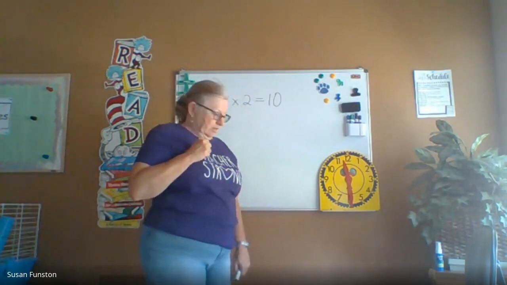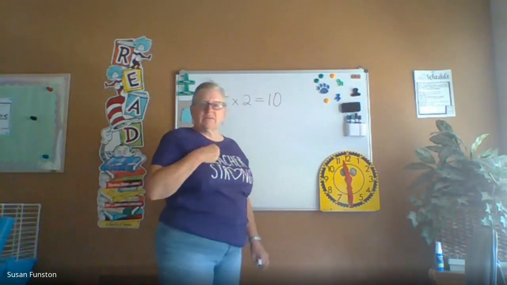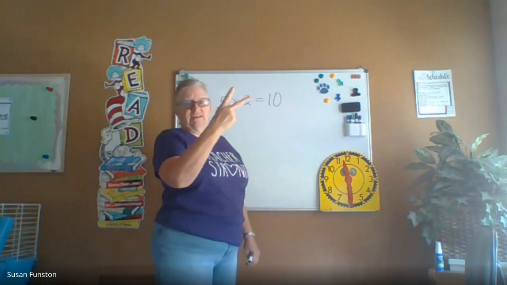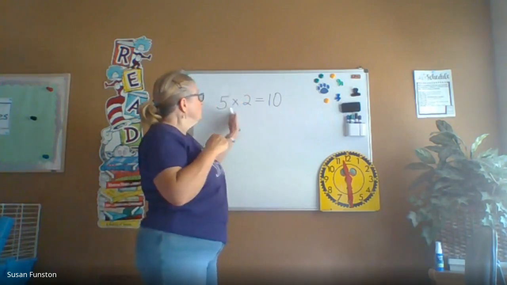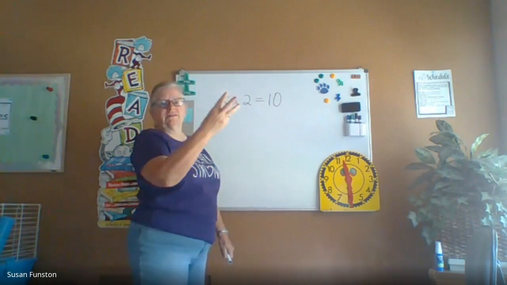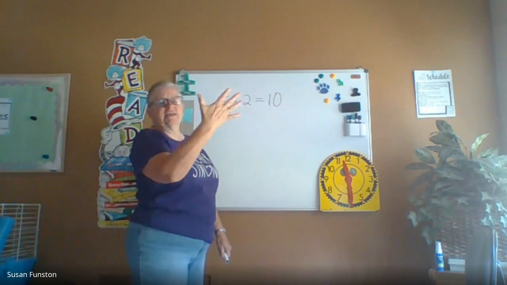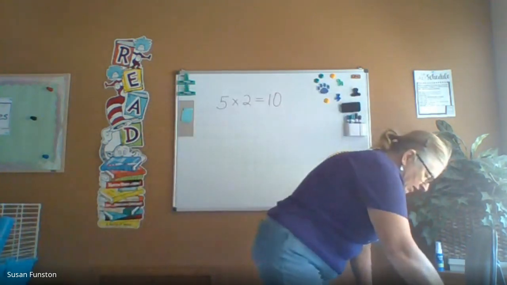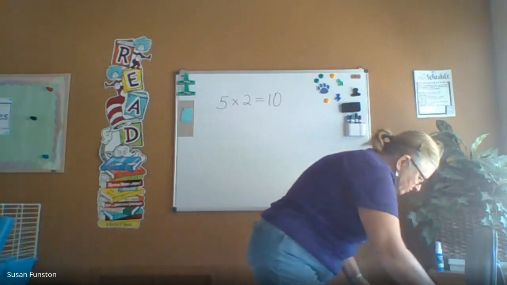Okay, we could also skip count by 5s. We'd only have to do that twice. 5, 10. Okay, so let's one more time skip count by 2's. 2, 4, 6, 8, 10. So 5 times 2 is 10. Okay, let's keep moving.